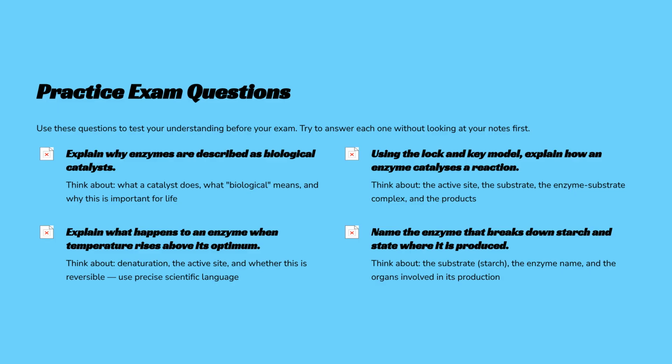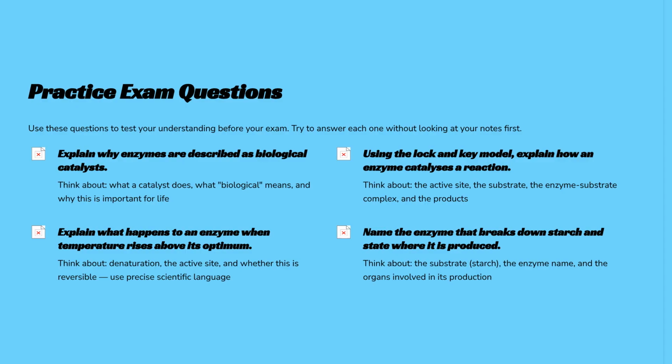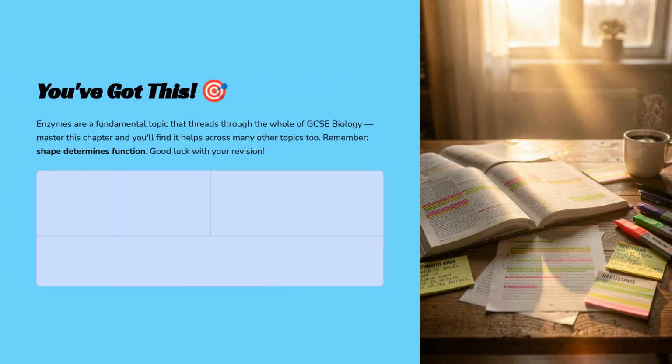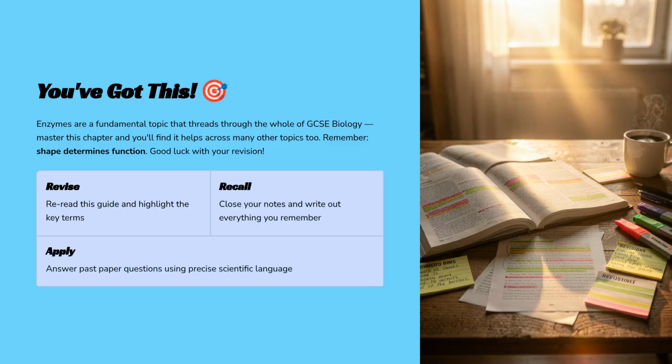Pause the video now to try answering them without your notes first. Think about the functions of catalysts and the details of the lock and key model. You've got this. Enzymes are a fundamental topic in biology. Remember that shape determines function. Review, recall what you've learned, and apply your knowledge to practice questions. Good luck with your revision.